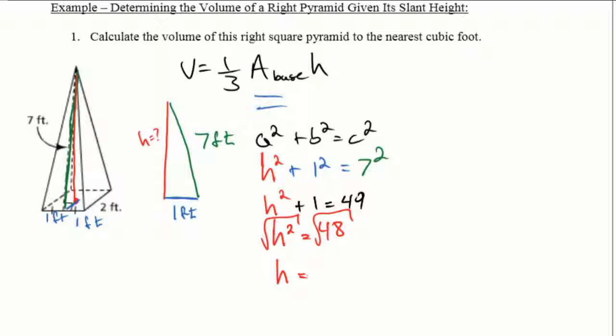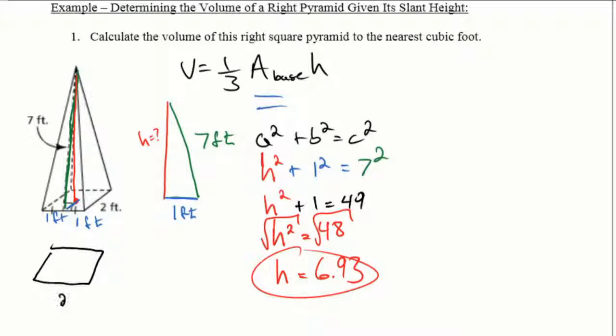I'll actually calculate the square root of 48 and just put it down as a decimal. So that's going to give me 6.93. All right. Now I know the height. If I think about the base of this pyramid, this is just 2 times 2, so the area of the base is just going to be 4. Haley's ahead of me. 6.93, she's got it.